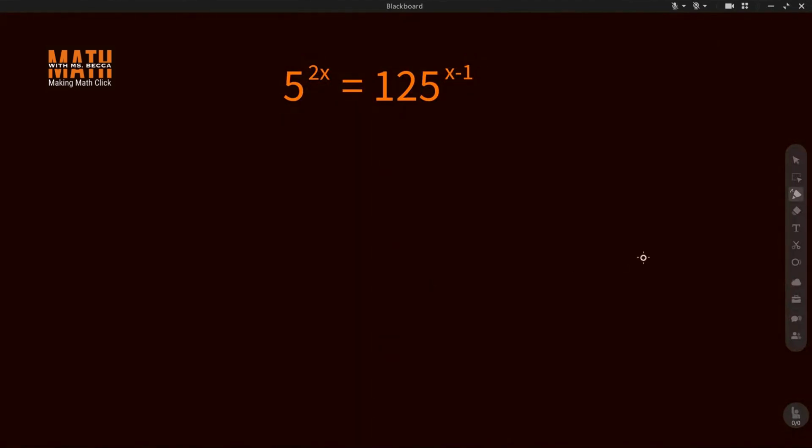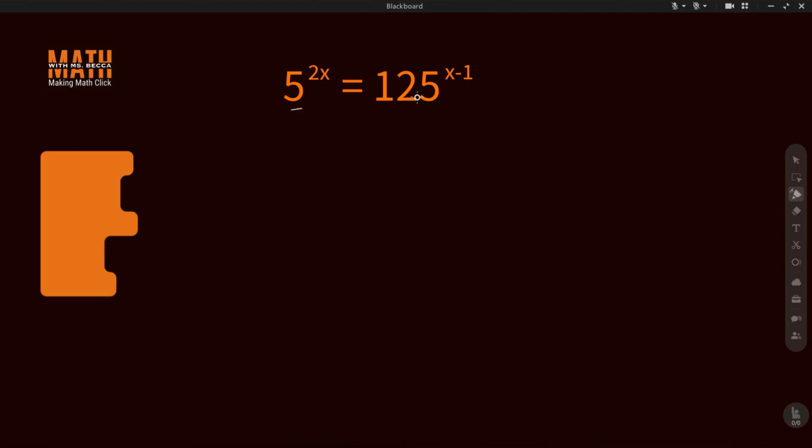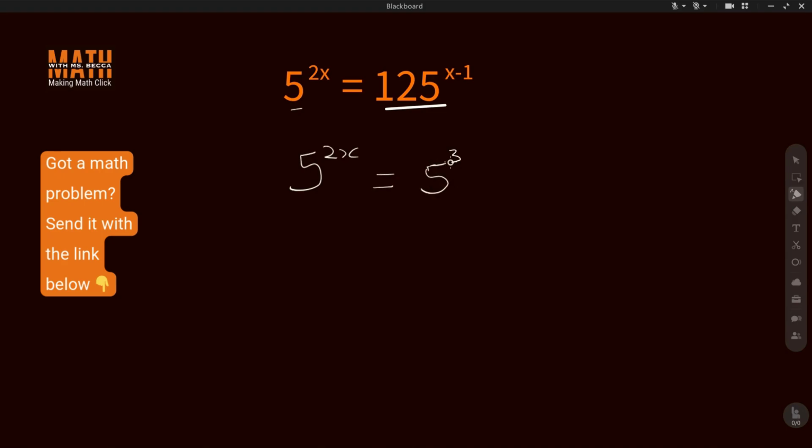To find the value of x, we have to make both sides have the same base. Now 5 is the base here, and 125 can be expressed in terms of 5. Now we have 5 power 2x equal to 5 power what gives 125, that will be 5 power 3, because 5 times 5 is 25, 25 times 5 is 125. Then don't forget we have x minus 1 here.